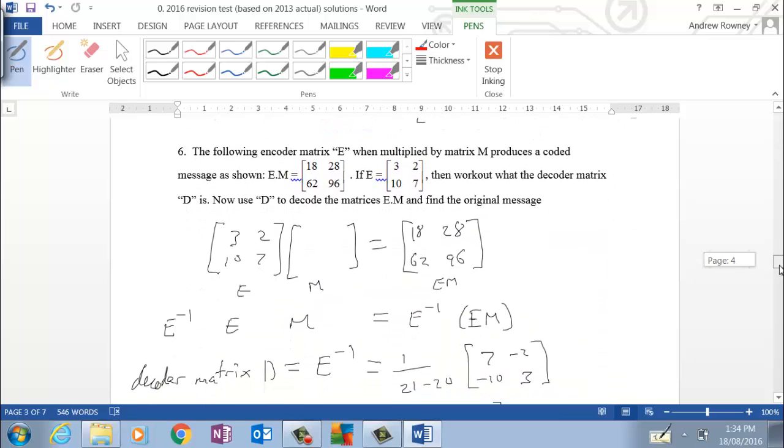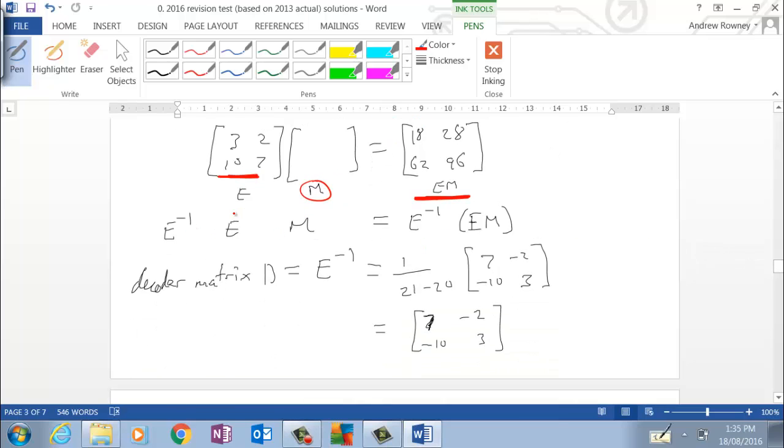Question 6 is the coding question, similar to your assignment. So we're starting off with E, 3 2 10 7, and we have the message M, and we get our final coded message over here as EM, and we have to work out what M is, the original message.